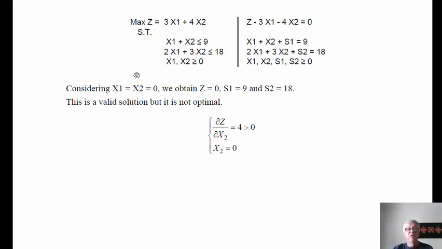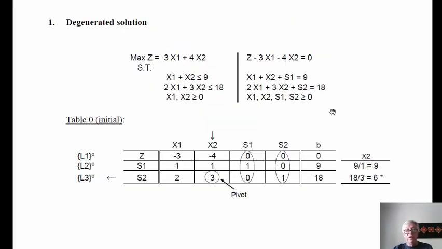So what we need to do next is to change this classification. These are not the variables that we can set equal to 0. To do this, we identify that x2 now should go to the base, and one of these, S1 or S2, must leave.